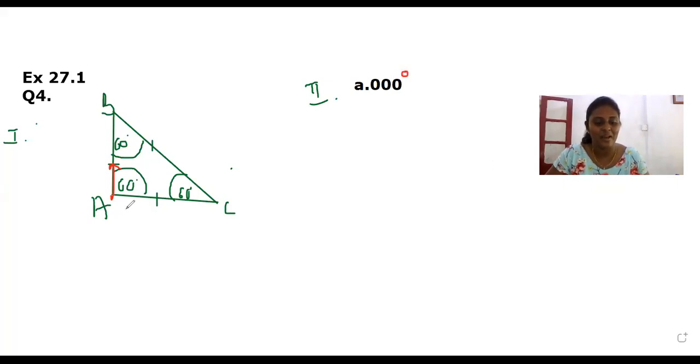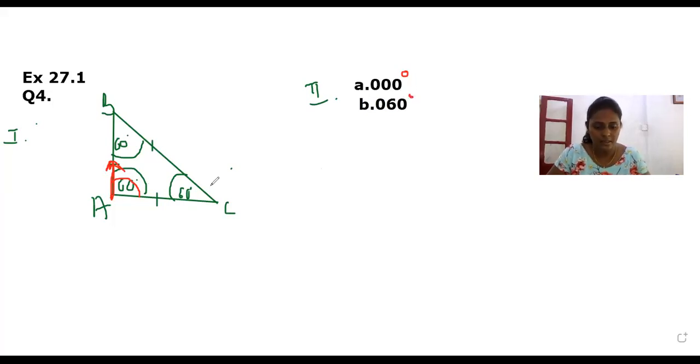Right. Then B part, bearing of C from A. Bearing of C from A. Right. When we consider C from A, this is the angle, no? So that is just 60 degrees. So for B part, that is 60. So you have to write it as 060 degrees.